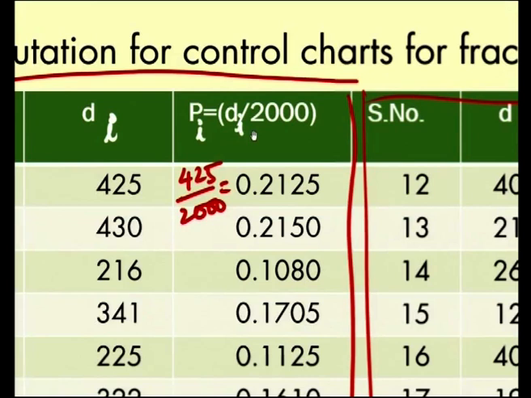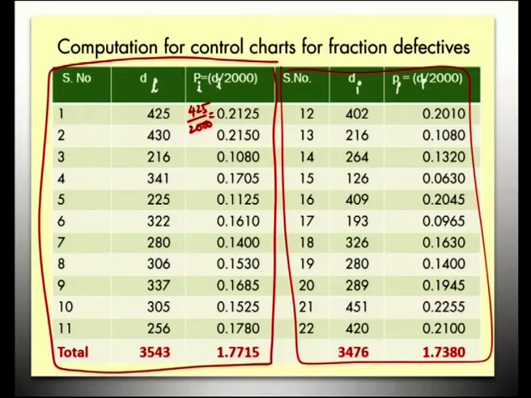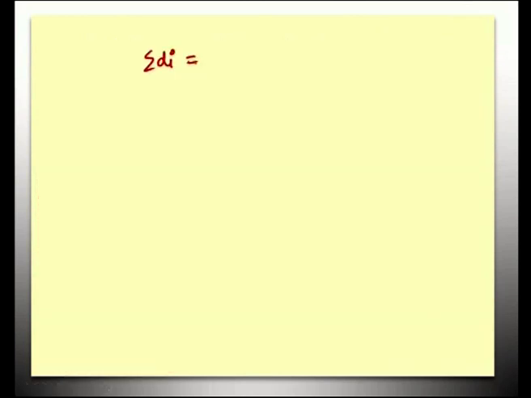0.2125. And similarly, this value is 430 by 2000, which is 0.2150. Likewise, this value here also is calculated, 402 by 2000 is equal to 0.2010. And everything has to be taken into account for the total. Since writing 22 values in only one column is not possible, the whole tabular column has been divided.